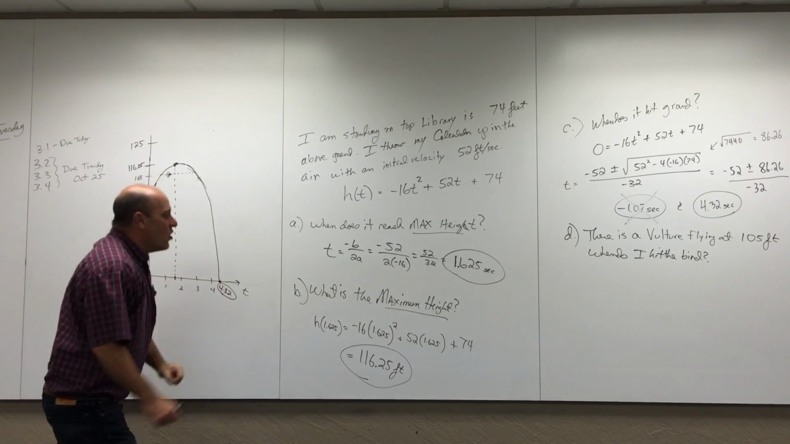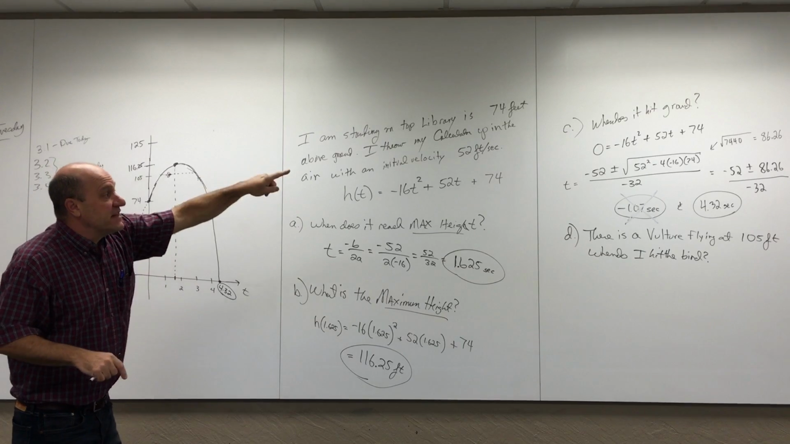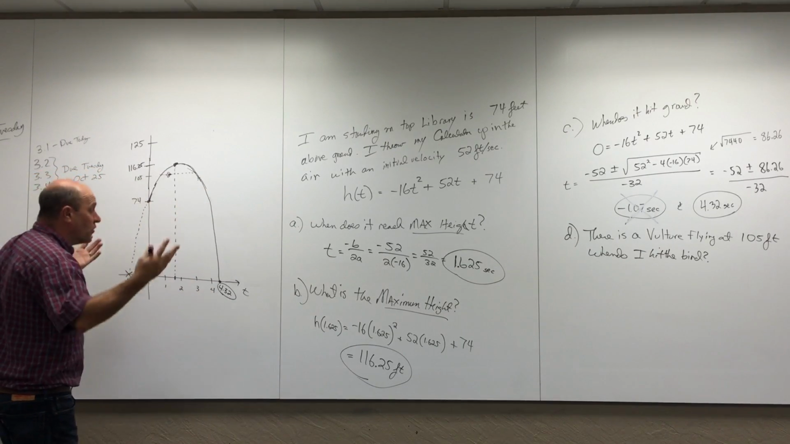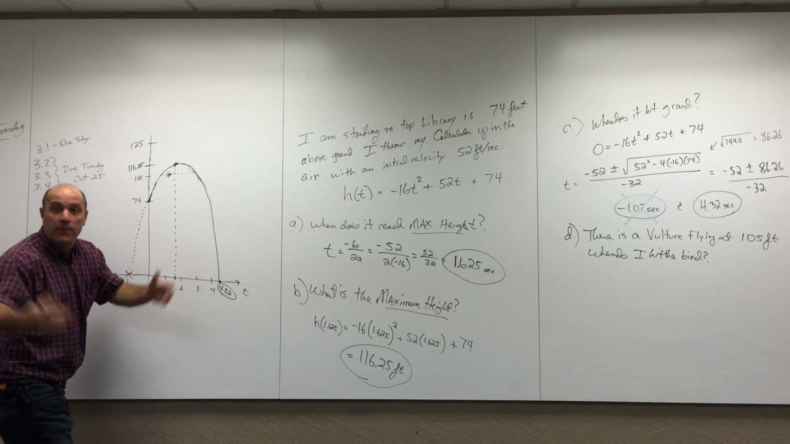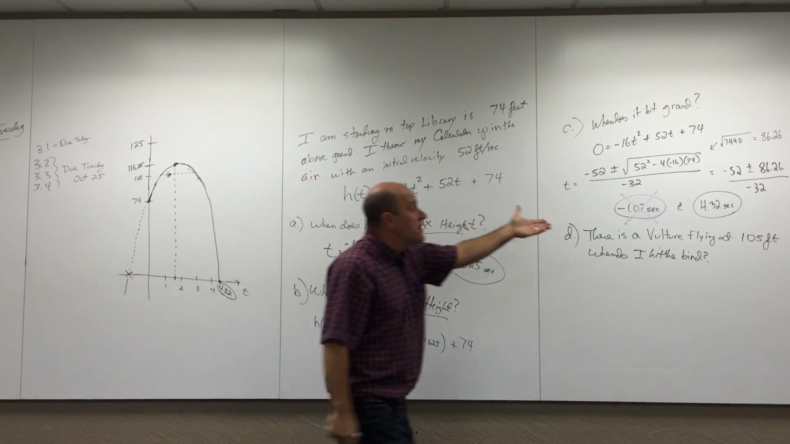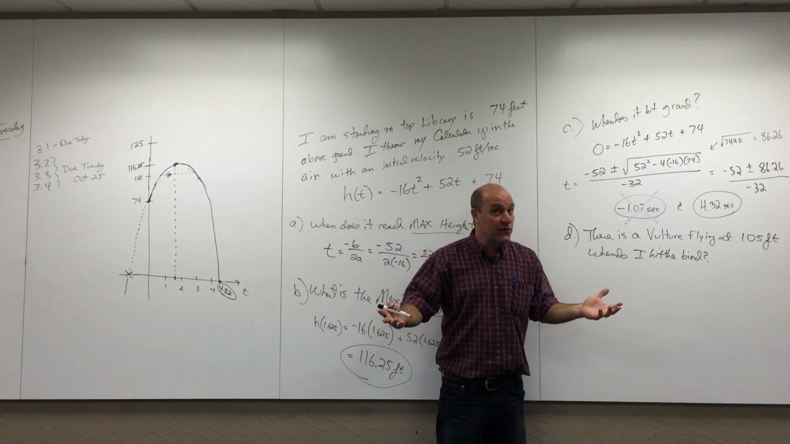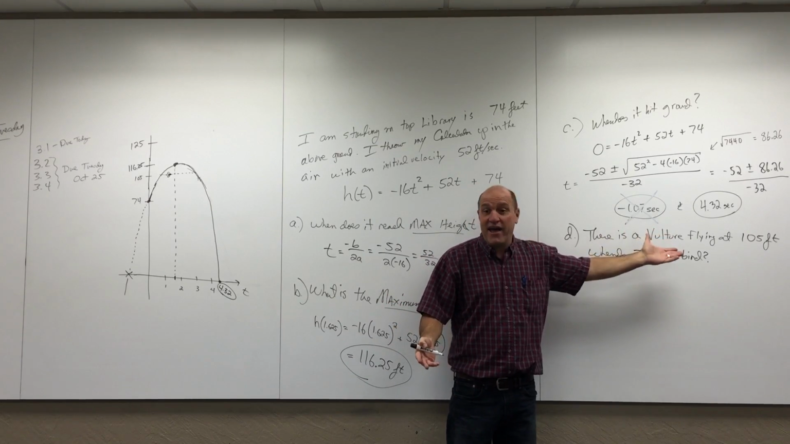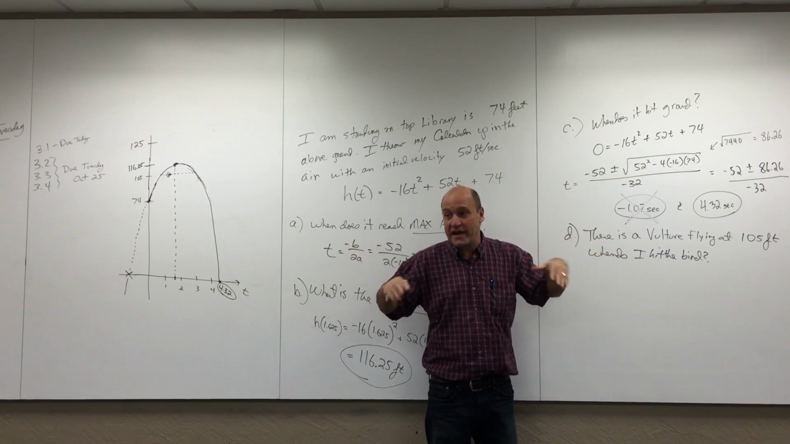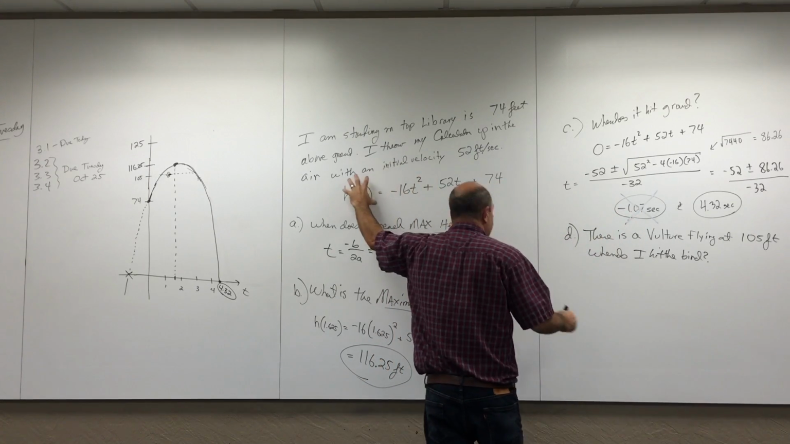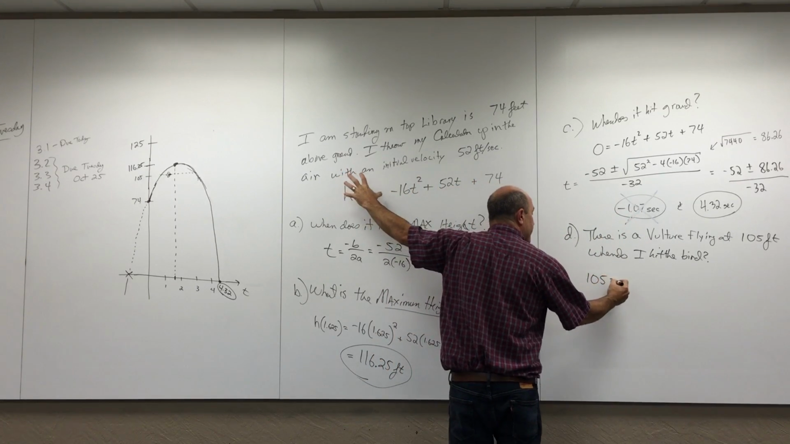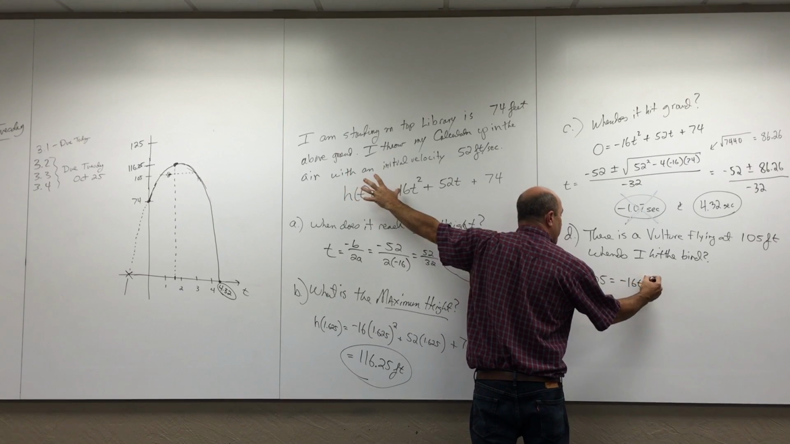So what do I do? When the question said, when does it hit the ground, we set it equal to 0 because the ground has a y value of 0. When the question says, when do you hit the vulture, we set it equal to 105 because the vulture has a y value of 105. So I want to know, when does the y value equal 105? So now I'm solving this quadratic equation.